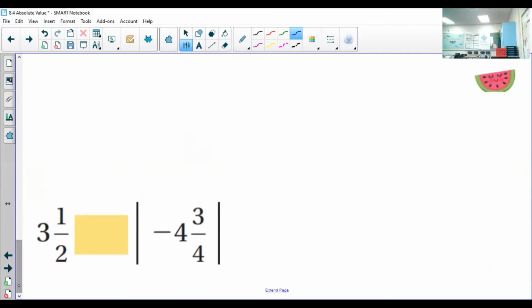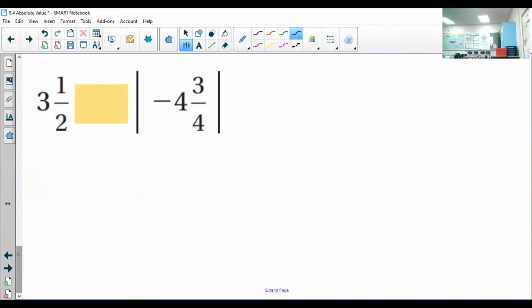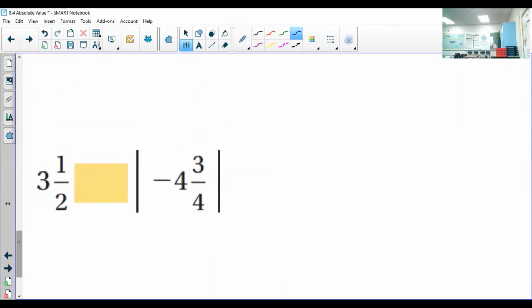Okay, I got one down here. 2 fractions. Okay, let's check it out. I have 3 1/2 and the absolute value of 4 3/4. Well, let's do the absolute value first because we know 4 3/4 is going to be 4 3/4 away from 0. Okay, and we're comparing that to 3 1/2.